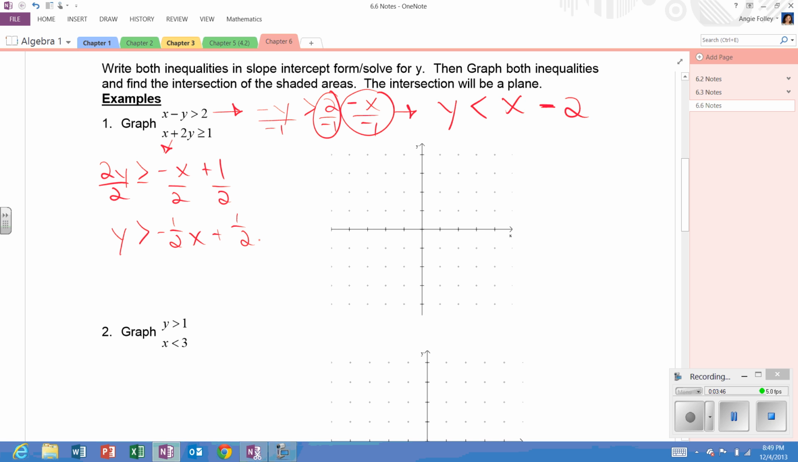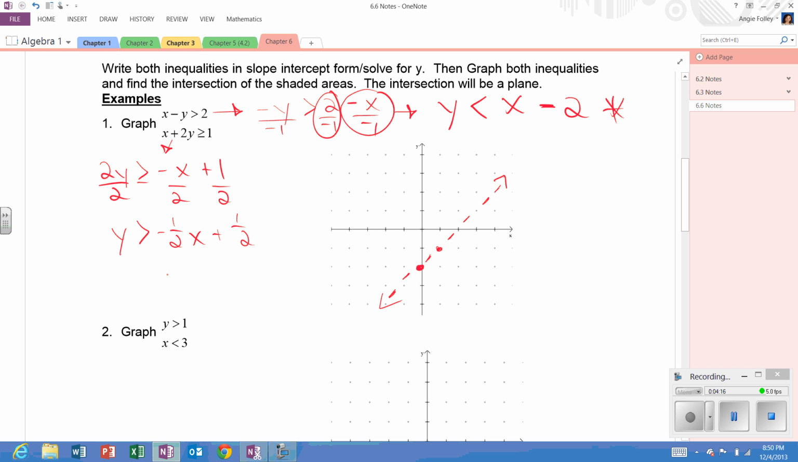Okay, now we have to graph. Let's graph this one up here first. So I'm going to go to negative 2 for my intercept, and my slope is a positive 1. So I'm going to go up 1 and to the right 1. And now we need to use a dashed line because it is not a greater than or equal to. It's just a greater than. That line didn't turn out very straight. I think you get the point. So there's our first line.